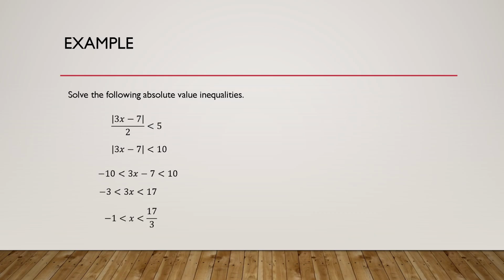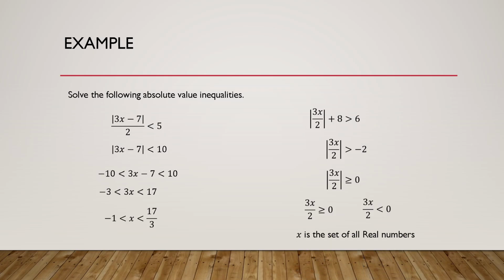In another example, the absolute value of 3x over 2, plus 8, is greater than 6. First, we subtract the 8 to get the absolute value of 3x over 2 is greater than negative 2. Here we remember that an absolute value term will never result in a negative number. The inequality sign, though, is greater than, so this is equal to the absolute value of 3x over 2 is greater than or equal to 0. We resolve the absolute value to get 3x over 2 is greater than or equal to 0, and 3x over 2 is less than 0. We can stop here because we realize that we are describing a situation where x is the set of all real numbers.